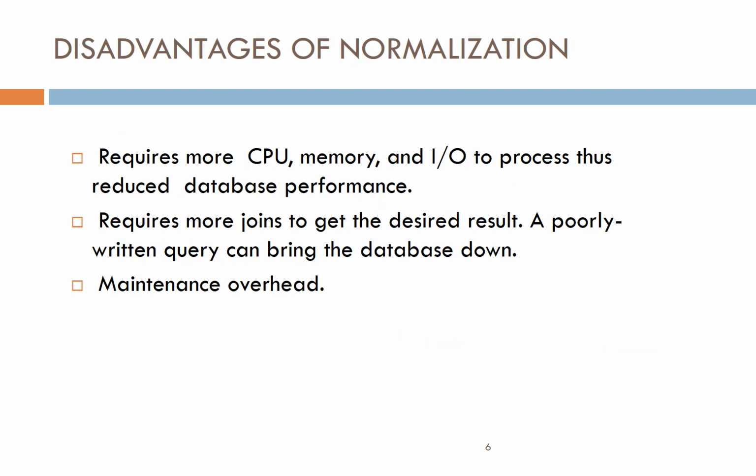Now the disadvantages of normalization. It requires more CPU, memory and IO, that means input output operations, to process, which reduces database performance. So whenever you are applying the criteria of normal forms, it requires more CPU, memory and input output operations. So it reduces the database performance.